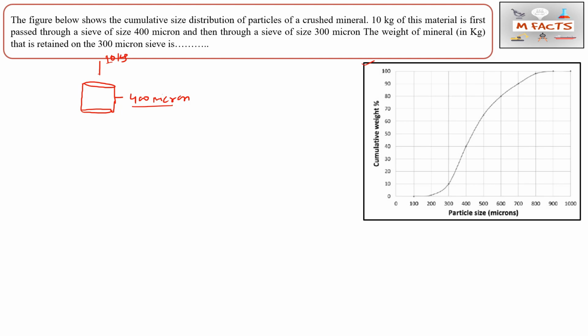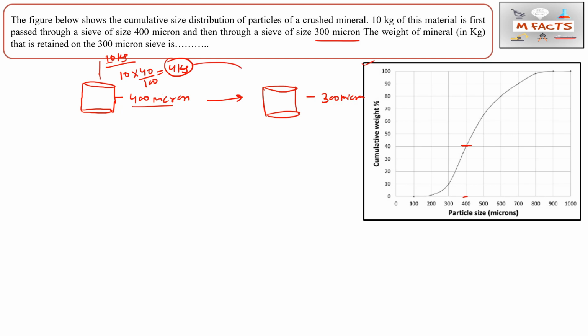next line is that then through a sieve size of 300 micron. So the remaining material will be passed through this sieve of 300 micron. Okay, so the size of this sieve is 300 micron. So we are having 10 kg, and in the figure they are showing that the cumulative weight percent at 400 is 40%. Okay, so they are saying that 40% of this 10 kg, means 4 kg, will still remain on this sieve size.